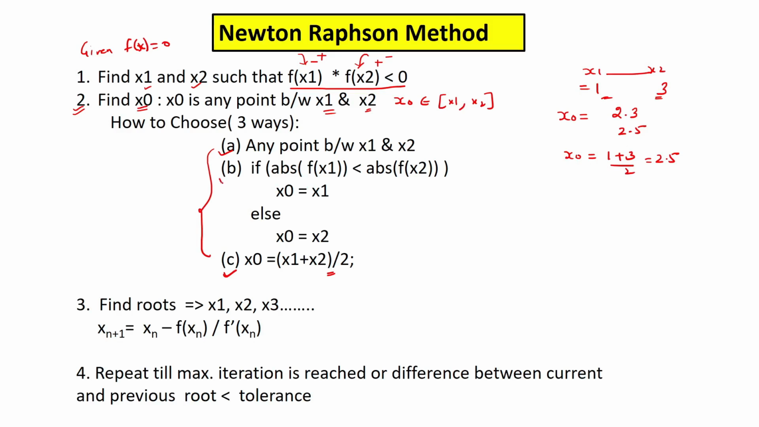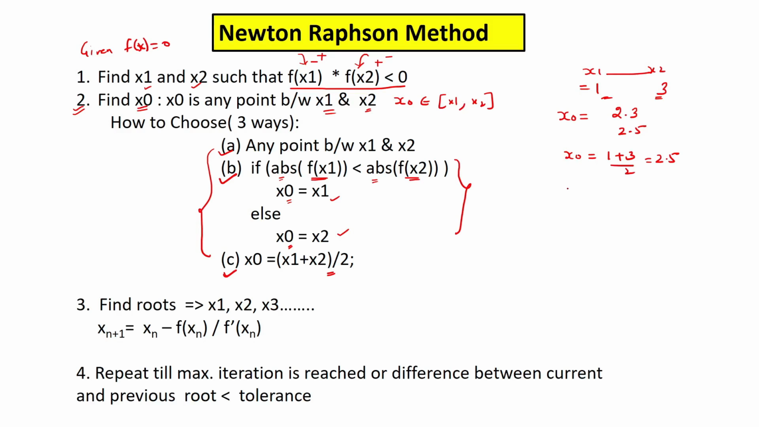Now this second way, it says that this condition can be used to find the value of x0 using this x1 and x2. So what does it say? It says that you have to compare the function values at x1 and x2, okay, but you have to just take care of the absolute value only. That is, you do not take care of the sign of these f of x1 and f of x2.